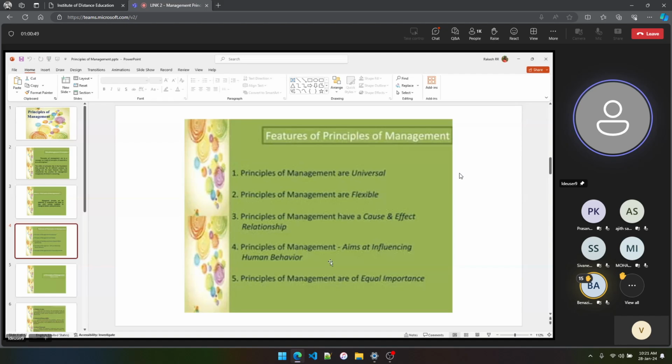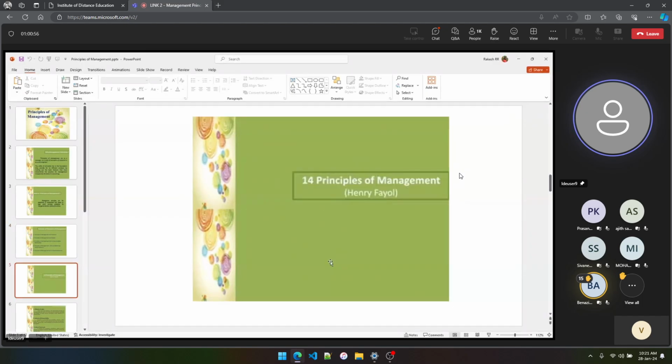Okay, principles of management are of equal importance. So it is applicable everywhere. Not only nations, and it is not only human. It is applicable for all the aspects of business, irrespective of its nature. It may be tangible or intangible. It doesn't matter. So let's see what Henry Fayol's 14 principles of management are.